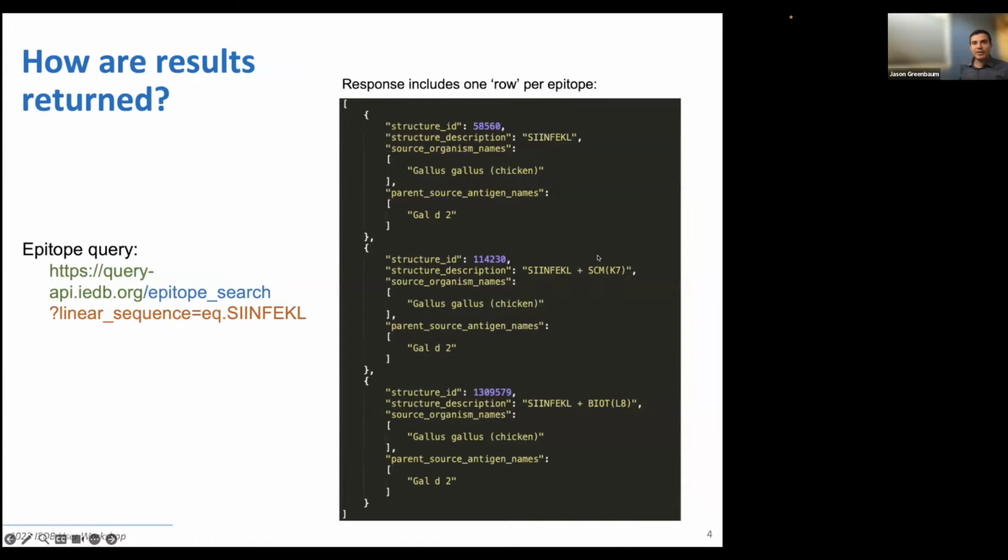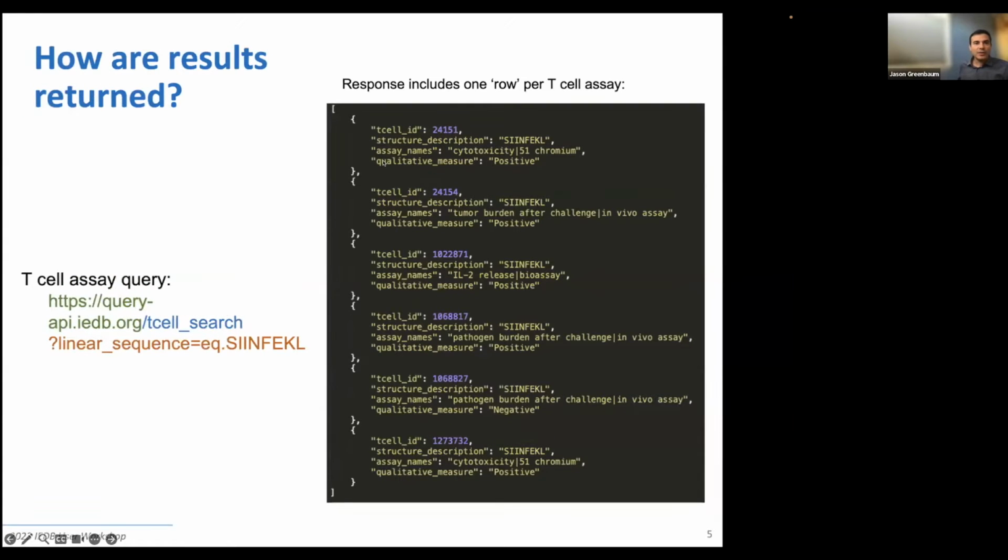So you have a JSON response where you get one row, or one record, per hit. Here, we're querying for epitopes with the linear sequence synfecal, and so we get 3 records returned. We get 1 that's kind of like the base sequence, and then we get 2 records that have sequences with modifications.